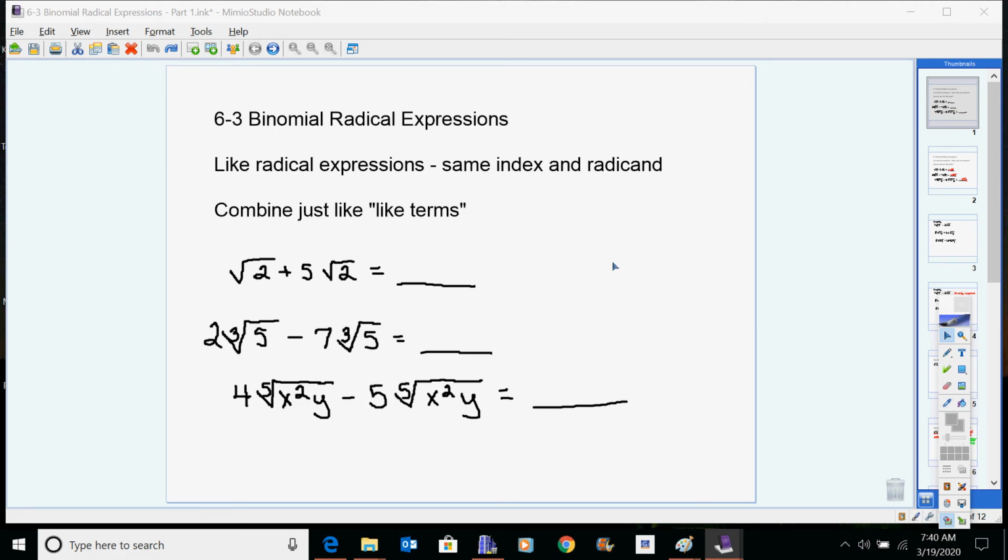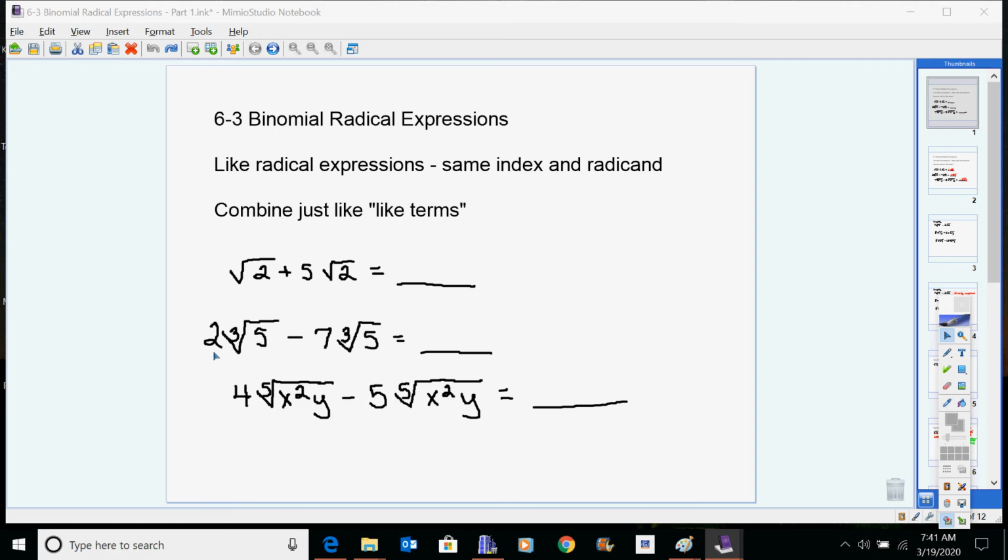Anyway, today our lesson is on binomial radical expressions. Remember, radical is when you've got this root sign involved. It works very much the same as when you just have a normal variable and you're trying to put like terms together. So for example, if I have 1 square root of 2 and we have 5 more square roots of 2, altogether that will make 6 square roots of 2.